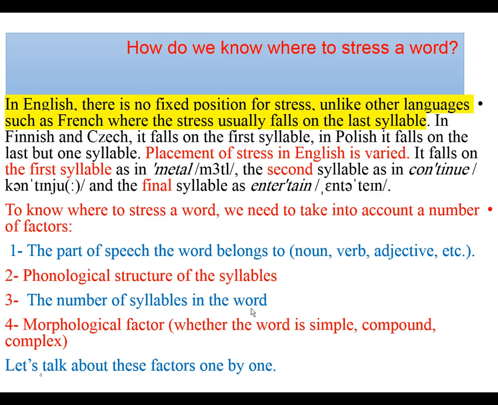Number four, morphological factor. I look at the morphology of the word, the components of the word, the morphemes it includes, and I see if the word is a simple word, a compound word made up of two words, or a complex word made up of three words. We'll see rules for these, and we're gonna talk about all these things one by one.